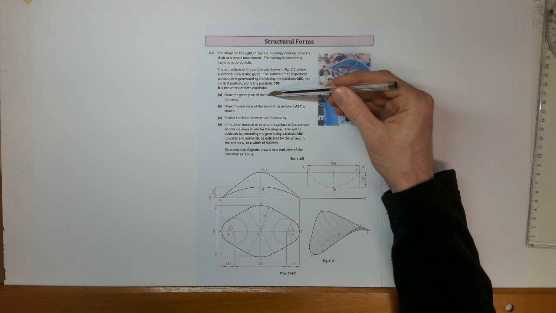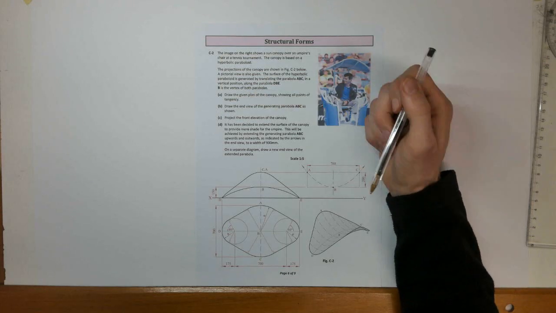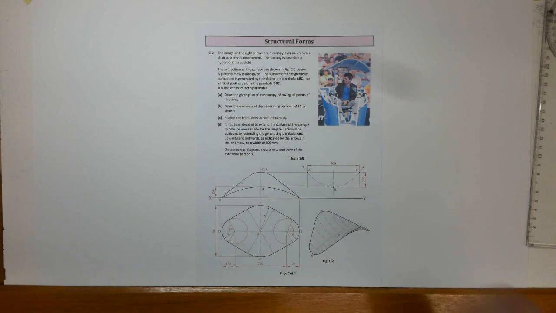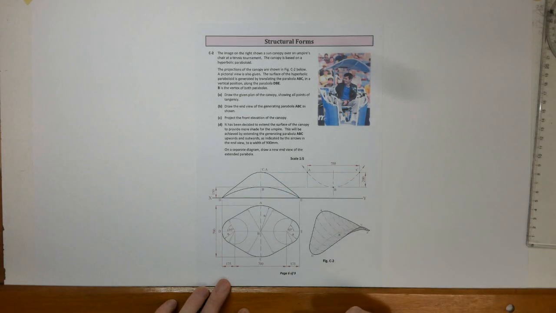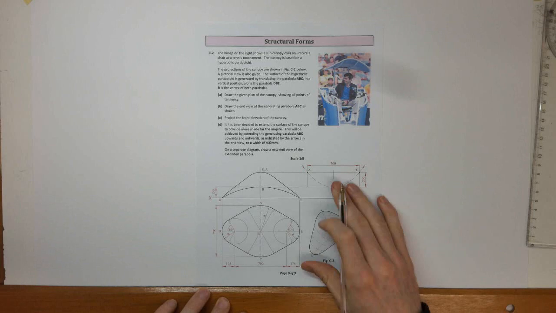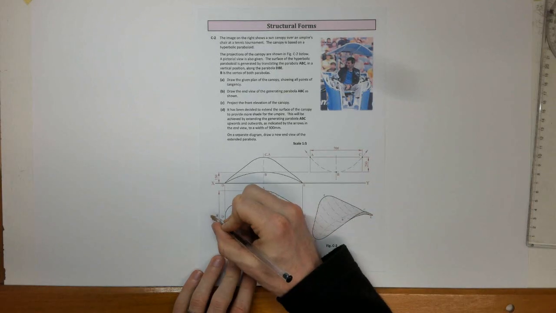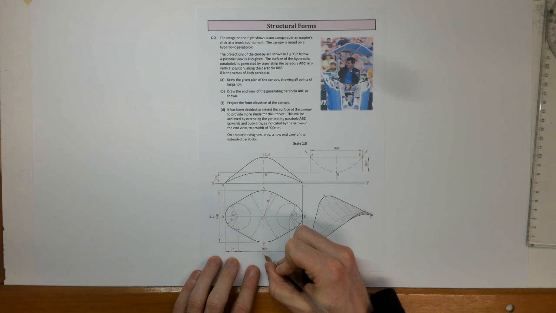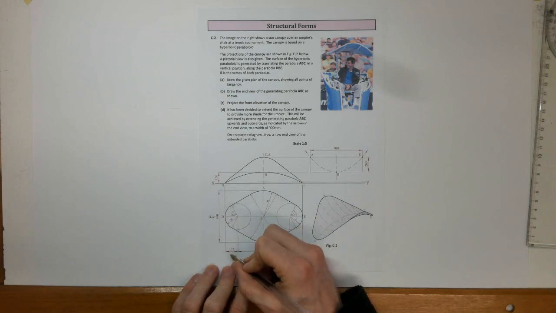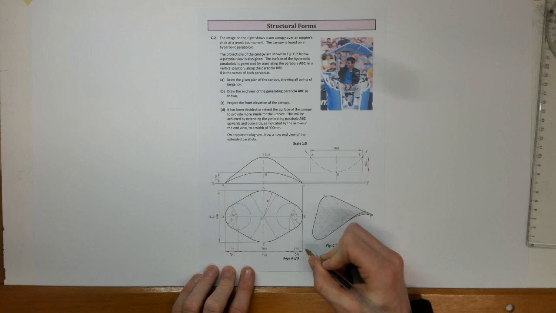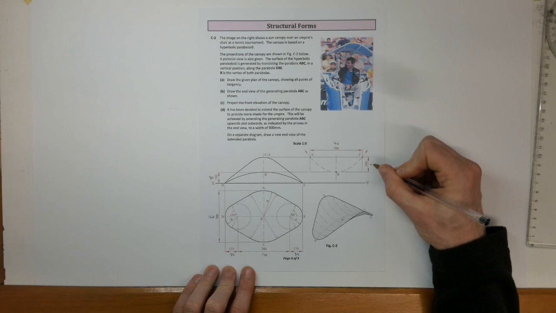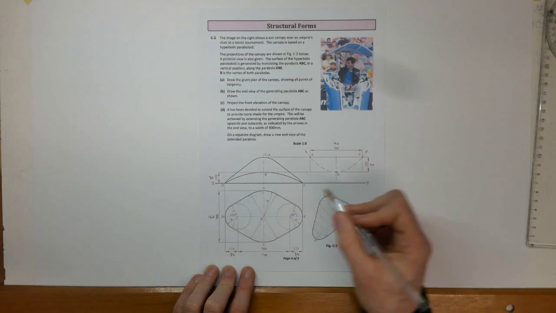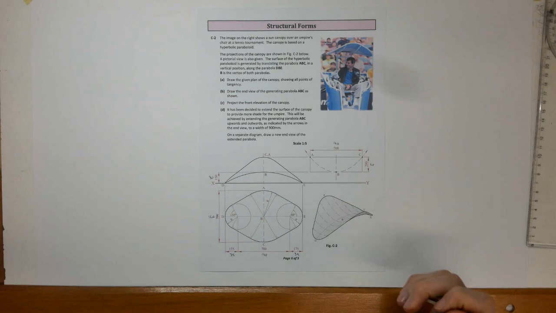Draw the given plan of the canopy showing all points of tangency. So we want to draw our plan view here. Looking, we've got a scale of 1 is to 5, so every measurement here we need to divide by 5. So that will become 1400 becomes 140, 35, 35, 30, 140, and 40. That is it. We do not divide the degrees for there.